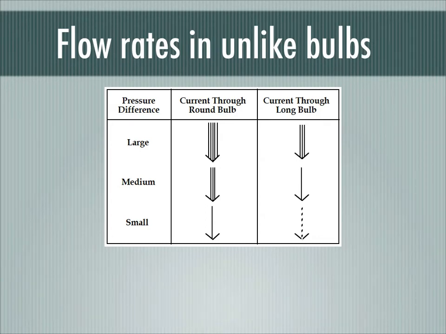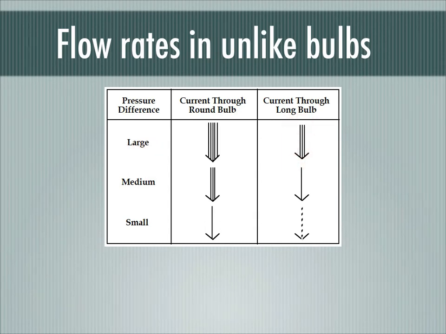Now, in the series circuits that we're working with, we just said that when I put the bulbs in a series circuit, I get the same flow rate. The flow rates will be the same in all the bulbs, even if they have different resistances. This chart will show me what I need to do. So if I have a flow rate, let's say, of 2 arrow tails, in the round bulb, 2 arrow tails needs a medium pressure. But in a long bulb, 2 arrow tails needs a large pressure.